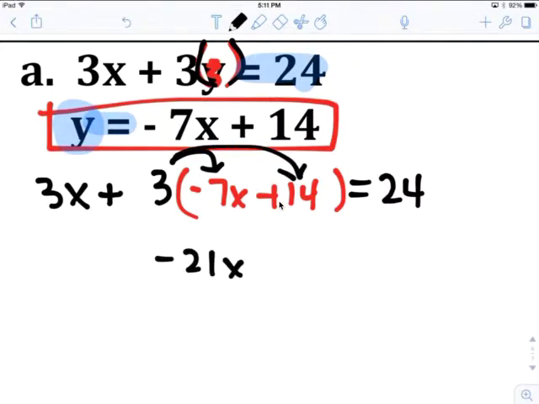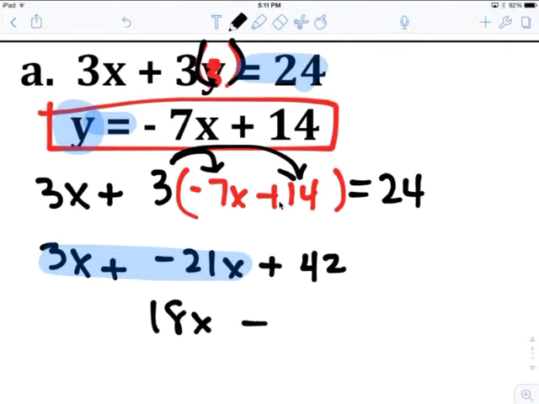Bryce, please read and then write. And you add those two together. You multiply that. You get 42. 3x, add, okay, these two are alike, combine them. You get 18x plus 42 equals to 24.